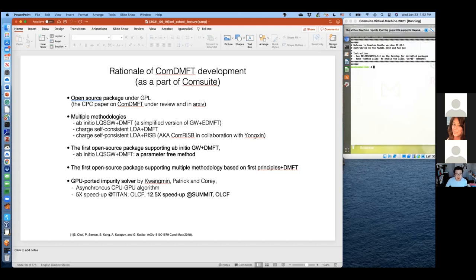We also support charge self-consistent LDA+DMFT methodology, as well as a version of the COM suite packages called COM RISB, which supports the LDA+RISB, rotationally invariant slave boson, methodology. It will be taught tomorrow by Yongxing and Nicola. This is the first open source package supporting ab initio GW+DMFT, and the first open source package supporting multiple methodologies based on first principles plus DMFT. And as Corey introduced, it has GPU support, and we make use of the COM CTQMC code as our impurity solver, so for the COM CTQMC part, we have GPU support.